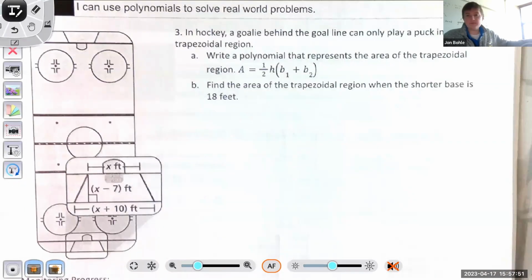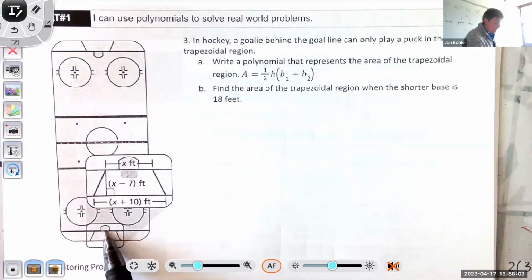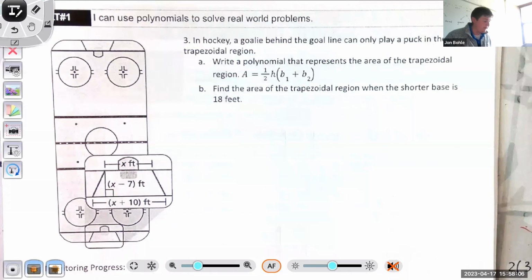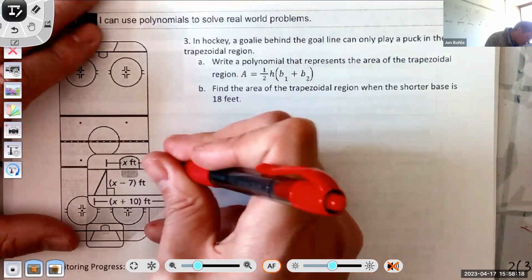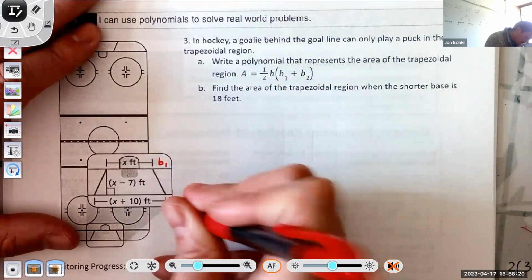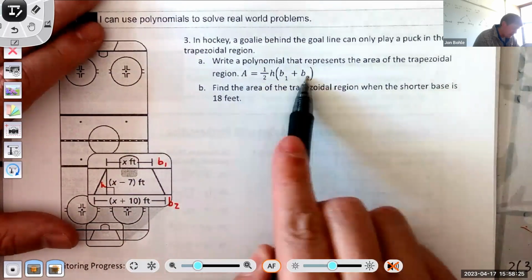Okay, so this one, these problems are tough to recreate, so you have to know how to utilize a formula. Okay, in hockey, a goalie behind the goal line can only play the puck in this trapezoidal region, which is kind of diagrammed down here and then kind of blown up for us to see it a little bit better. Write a polynomial that represents the area of the trapezoidal region, and that's a formula for a trapezoid. Okay, typically a trapezoid is set up in a base 1, a base 2, and a height. And that's exactly what our formula has.